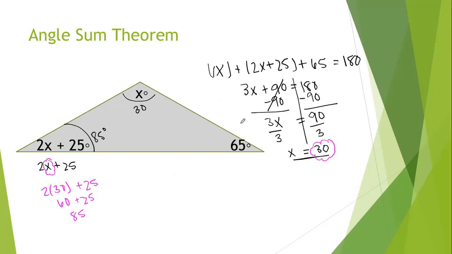So 65 plus 30 is 95. 180 minus 95 is 85. So you could have done it the way that we did it over here once we found our x. So that's what you could have done as well.